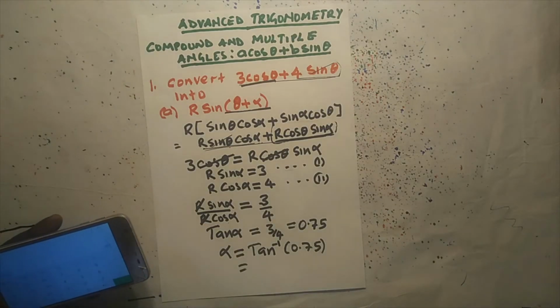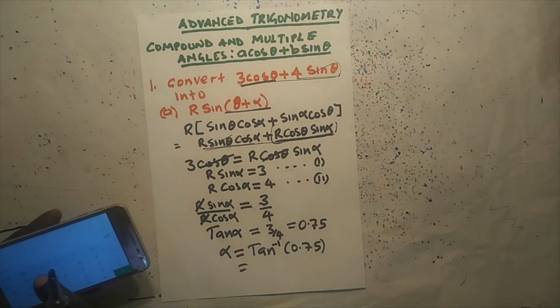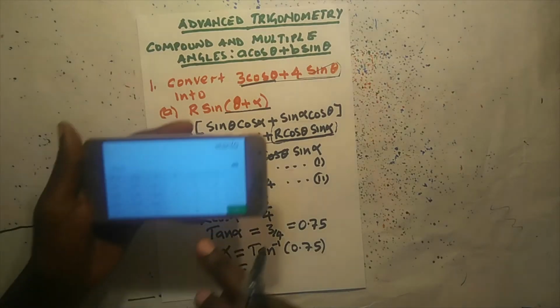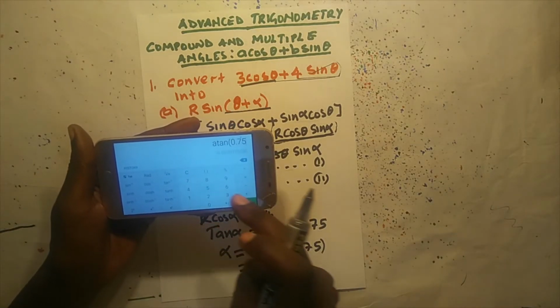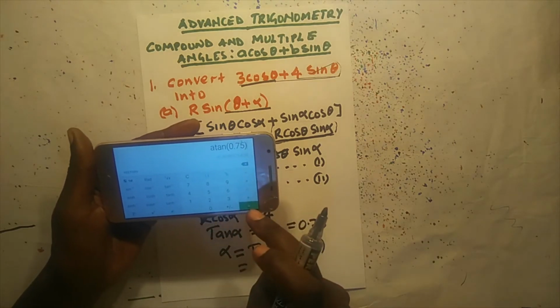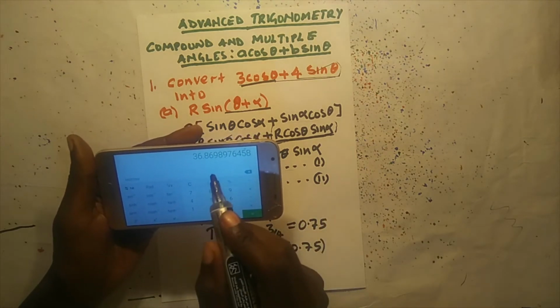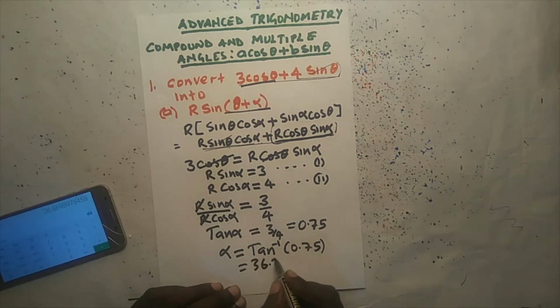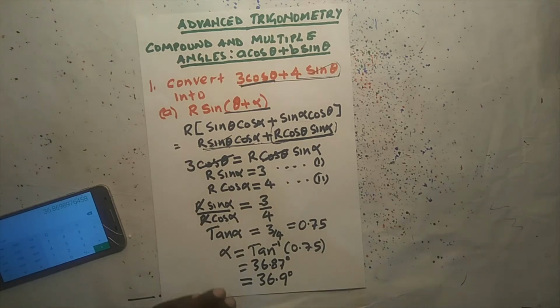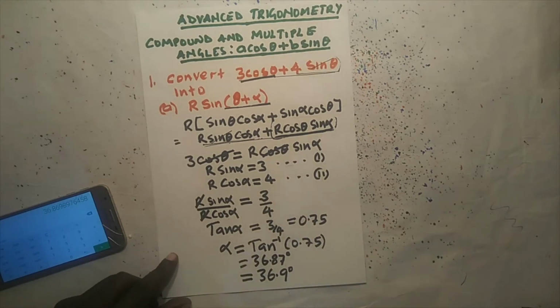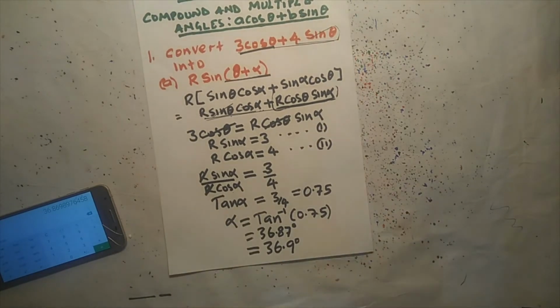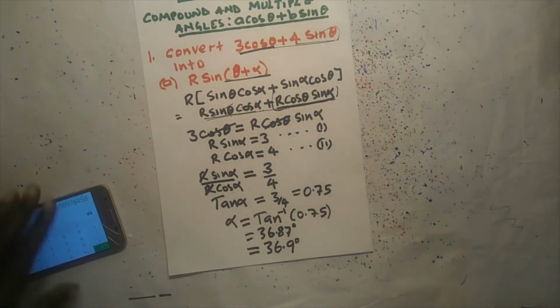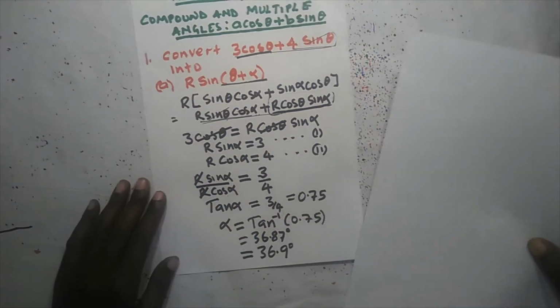On the second function of the calculator, we find the inverse tan of 0.75, and we are going to have 36.87 degrees, which we can round off to 36.9 degrees. 36.9 degrees is our angle.